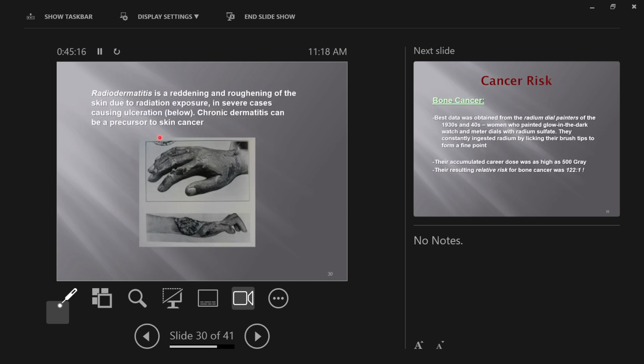Radiodermatitis leading to skin cancer was a big problem in early radiation use, primarily because we didn't have good beam filtration. So nowadays, what we do with the X-ray beam is we produce the X-ray beam and then we filter it.